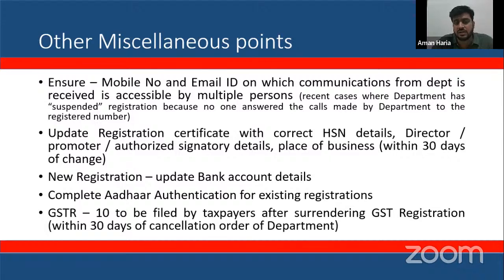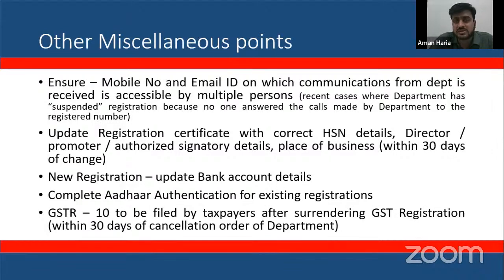So a specific email ID may be created, and that email ID is accessible by multiple people, like the accounts team or the finance heads, so that whenever any communication is received on that email ID, it is already disseminated by automatic forwards or accessed by multiple people. One strange case that we faced recently was that the department suspended the registration because nobody was answering the calls or the emails that were sent to the registered email ID and registered numbers. So please take note of that. Very surprising, but yes, this is happening.